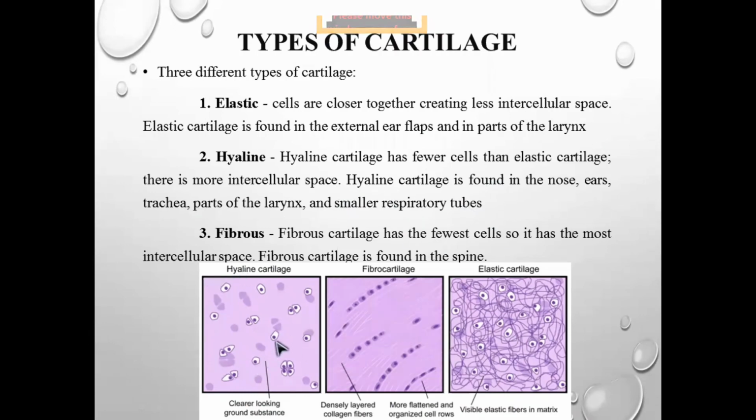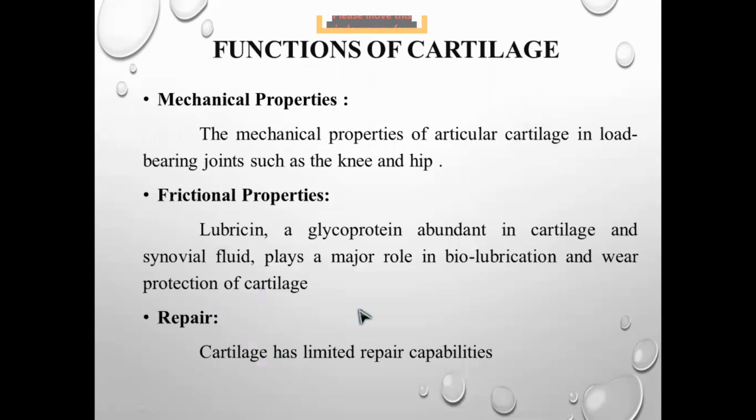In the hyaline cartilages, see here the cells have been distributed, and when compared to elastic cartilages, the cells are very less, and you can have a clear look at the ground substances also. Then the fibrous cartilage has the fewest cells, so it has the most intercellular space. Fibrous cartilage is found in the spine. Okay, so in the spine, the vertebral column, you are able to find this type of cartilage, fibrous cartilage, in the spine region.